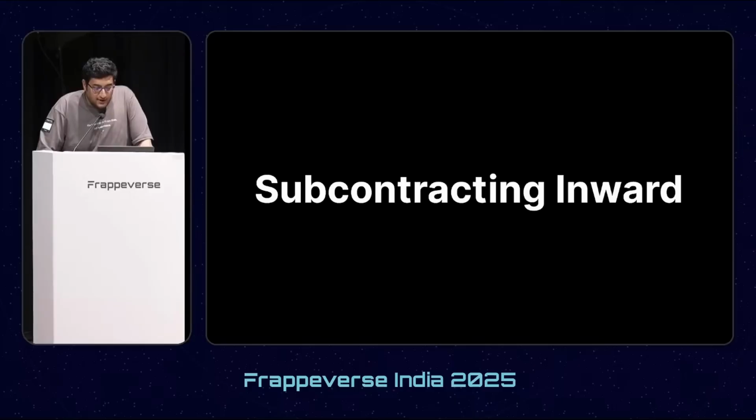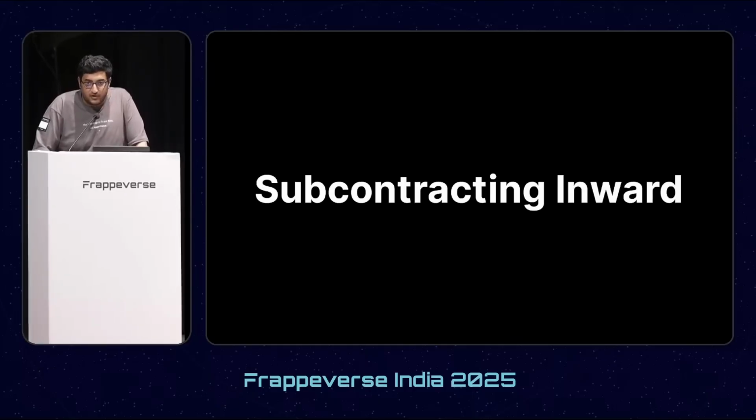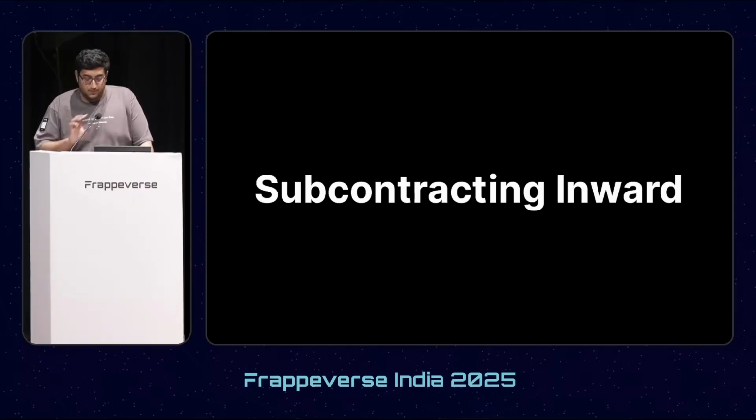So today, one of the biggest features that we're introducing in V16 is subcontracting inward. So let's first understand what subcontracting inward is. Currently in ERPNext, we have the subcontracting module that deals with you as the customer, sending raw materials out to a third-party supplier for manufacturing. They are the ones manufacturing, and then you receive the finished goods from them.